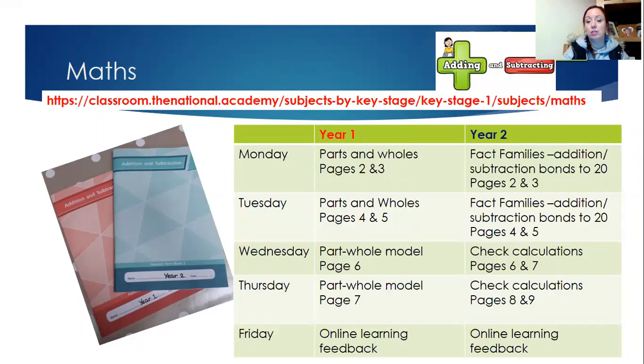For year 2, you've got work around fact families. So addition and subtraction facts, bonds for 20. So again, you've got pages 2 through to page 9, all around those addition and subtraction facts, those bonds for 20. And again, Friday, you've got that online learning session.